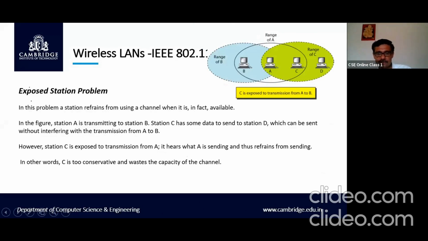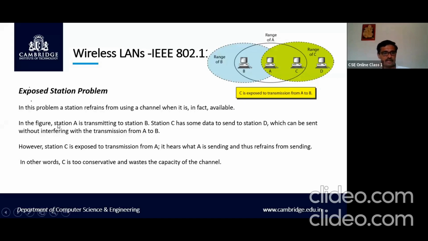You can see here, there are three ranges. This is as usual B. This one is C's range, whereas the middle one is A's range. B and C both are within the range of A, whereas C is not in the range of B. Similarly, B is not in the range of C. And A and B are within the range of C.